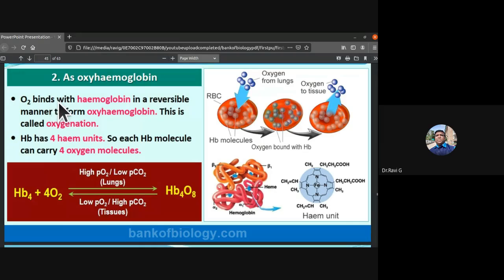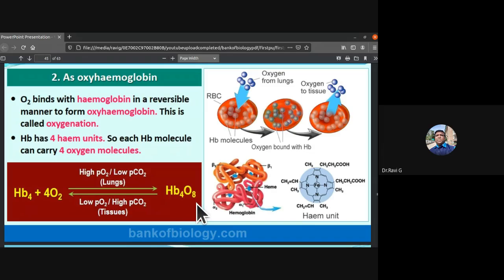Oxygen binds with hemoglobin in a reversible manner to form oxyhemoglobin. So this Hb4O8 is considered to be the oxyhemoglobin. This is called oxygenation. 97% of oxygen is carried by blood in the form of oxyhemoglobin. Four molecules of oxygen can get attached to each hemoglobin, and they form oxyhemoglobin. Oxyhemoglobin structure is Hb4O8.